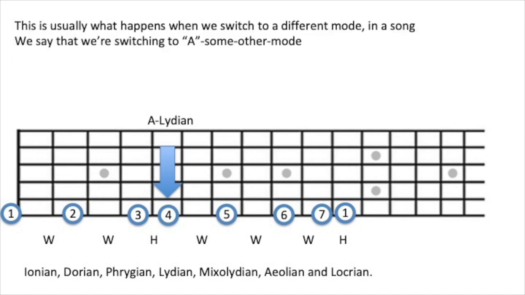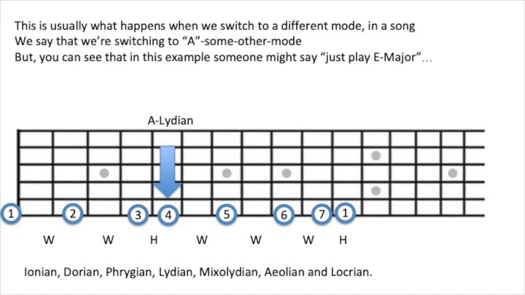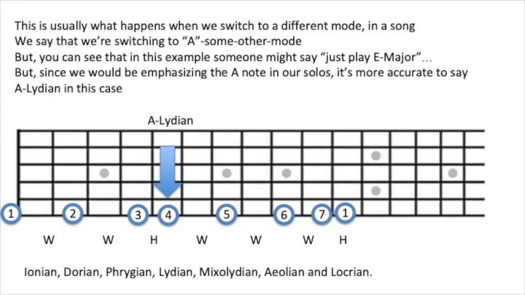This is usually what happens when we switch to a different mode in a song. We keep the key, but the scale changes. We switch to a different mode in the same key. You can see from this example that someone might say, just play E major. But since we'd be emphasizing the A note in our solos, we wouldn't call it E major. It's more accurate to call it A Lydian.